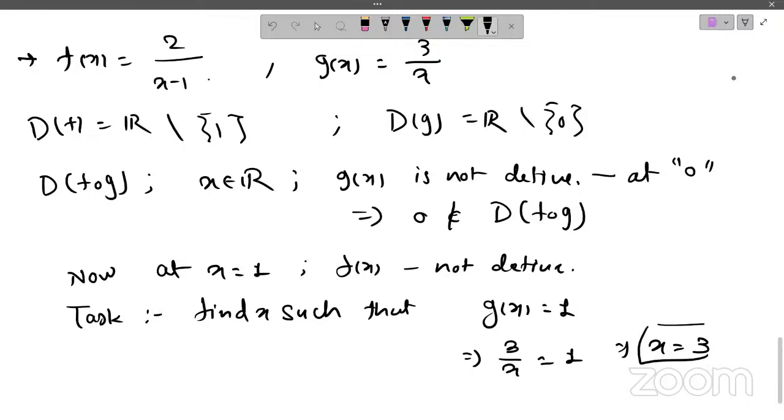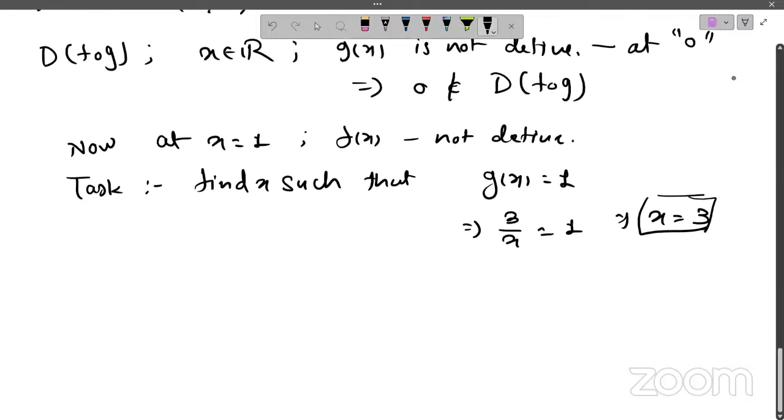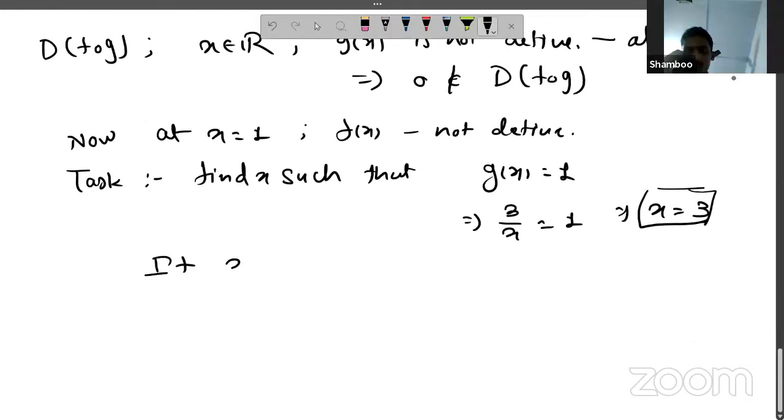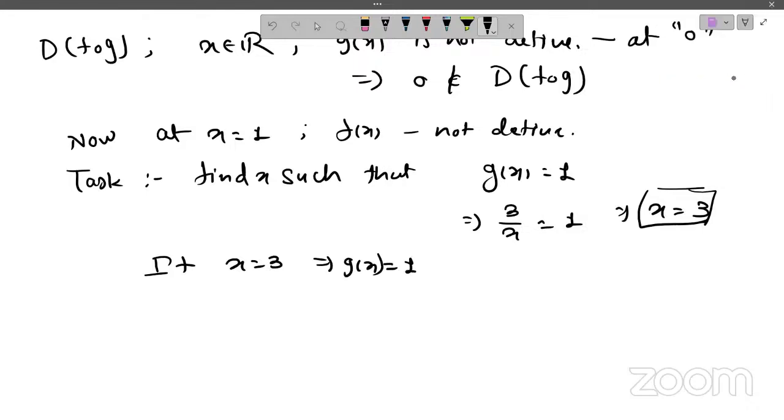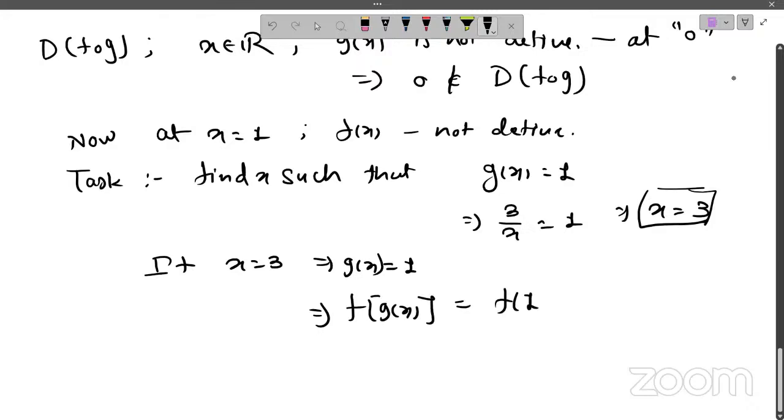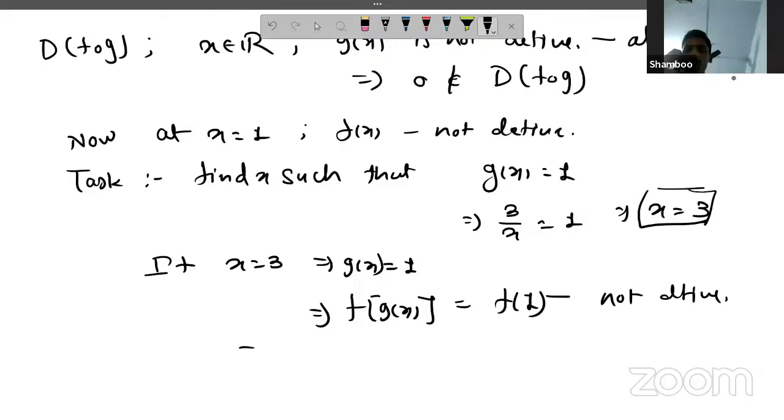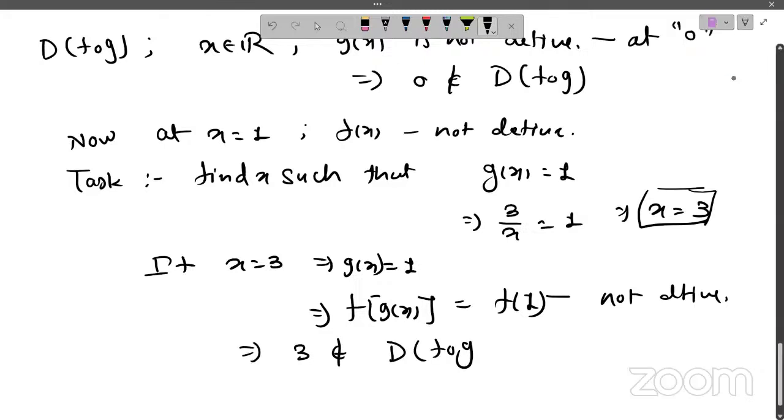Now if you put x equal to 3, our g of x will be 1. But if you want to find f of g of x, what do you have to find? You have to find f of 1, and we know that f of 1 is not defined. So that means 3 also does not belong to the domain of f composite g.